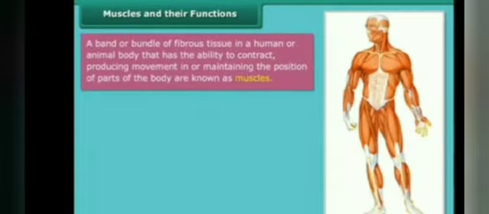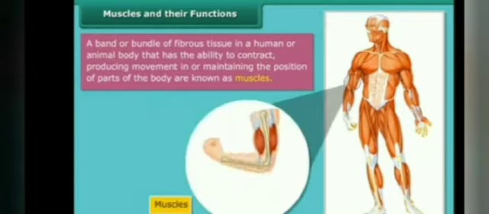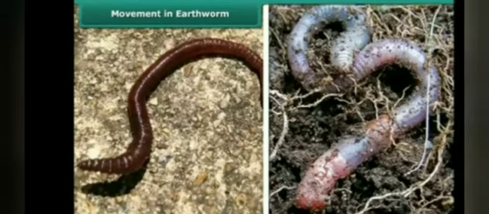What is muscle? Muscle is a band or a bundle of fibers. It has the ability to contract and produce movements, okay? Maintaining the position of the parts of the body is done by muscle. They have the ability to do movements, contraction and relaxation.